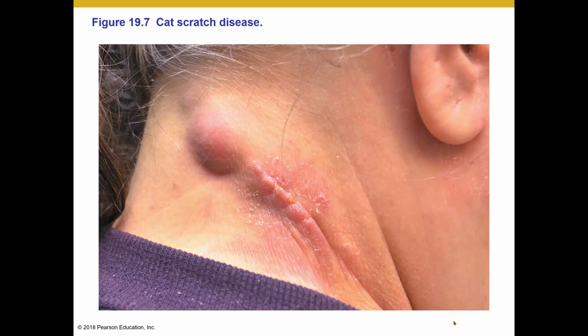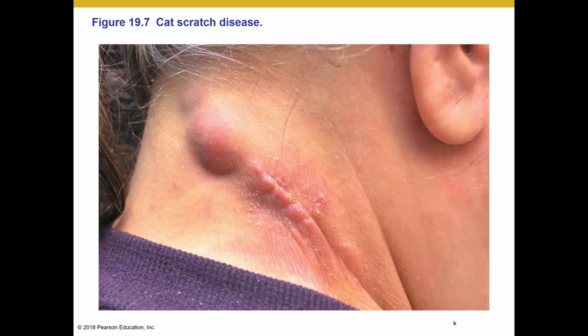In this image, you can see swelling and redness near the site of infection. Cat scratch disease often begins as a small bump at the scratch site. Over time, nearby lymph nodes enlarge. Remember, lymph nodes are part of the immune system. When they swell, it usually means the body is responding to infection.